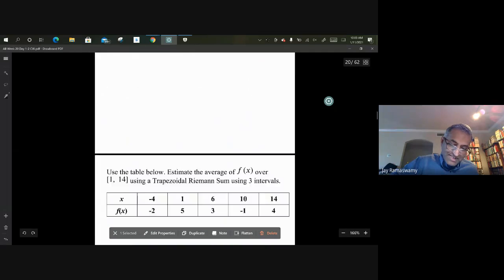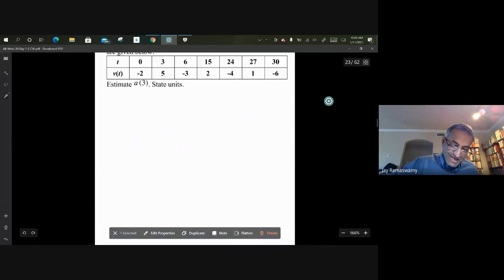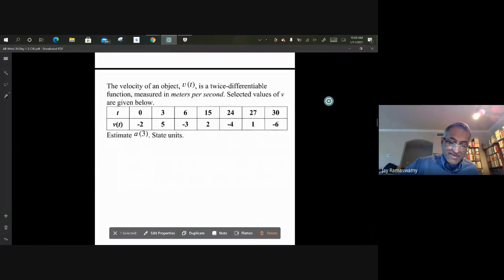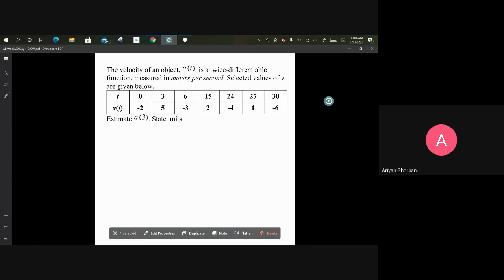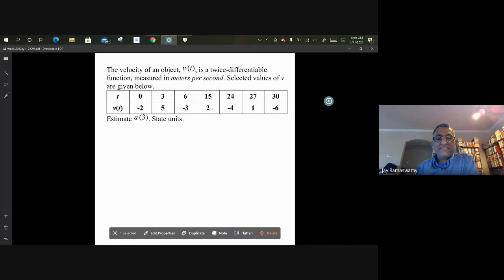Scroll down to page, this one we'll do if you attend office hours. Scroll down to page 23, please. Stay with me, do not follow me. Repeat, we're doing 23. Now you need to pay very, very close attention for the next 10 minutes. Repeat, we're going to page 23.